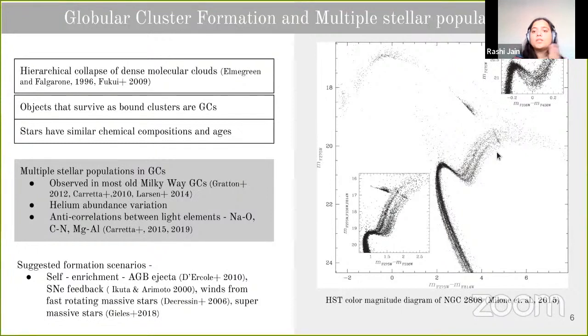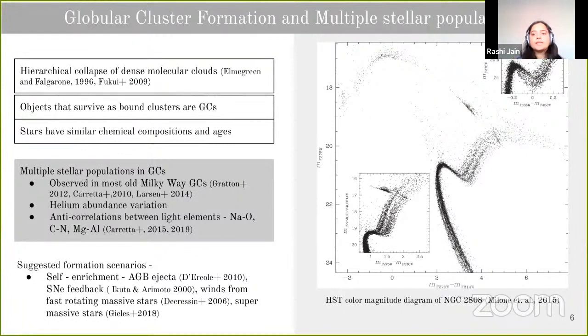So the concept of distinct stellar populations, or multiple stellar populations, was then observed in most of the Milky Way globular clusters. And signatures of variation in helium abundances were also found in these distinct groups. Spectroscopic studies also showed that there exist very typical anti-correlations between light elements like sodium and oxygen, carbon and nitrogen, and magnesium and aluminum between these distinct groups, which were not seen in the field stars, but only in the stars of the globular clusters.